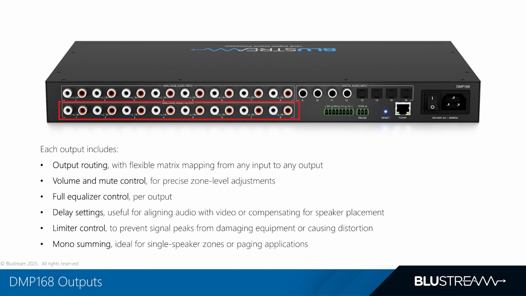So this processor gives you 8 independent analog stereo outputs. Think of them as 8 unique audio lanes that you can route to different rooms or zones. Each output has its own EQ, which means you can fine-tune the sound in each area independently. For example, you might boost bass in a media room, but keep it flat in a dining area.